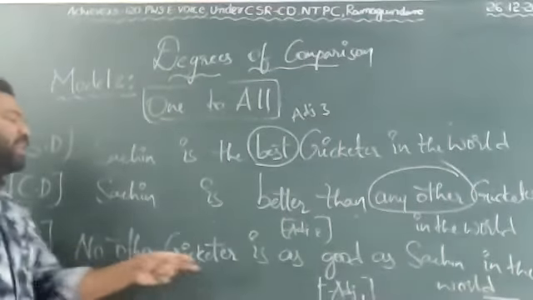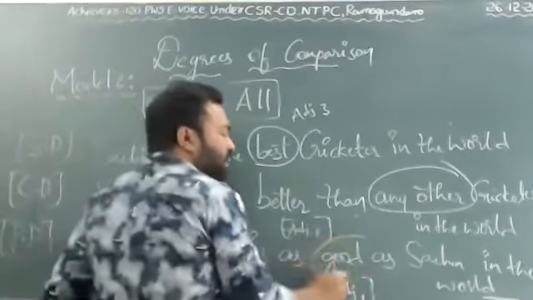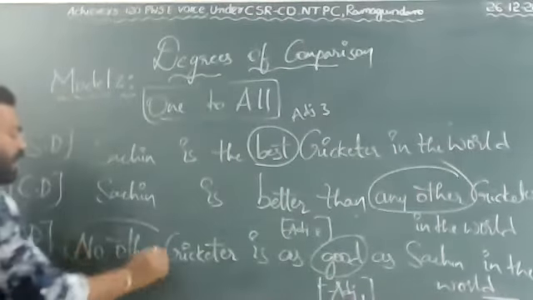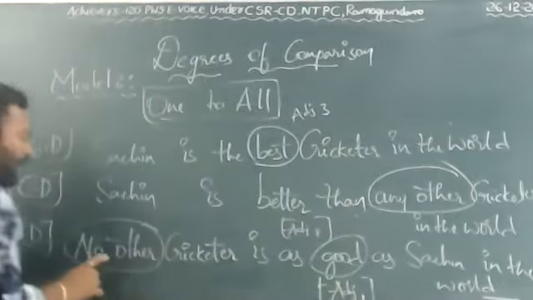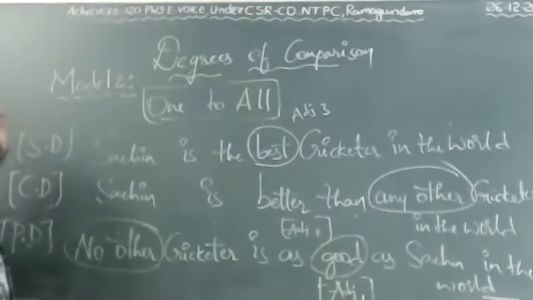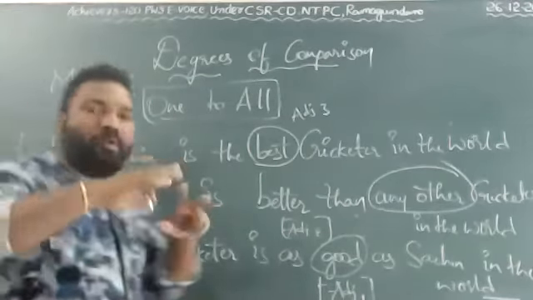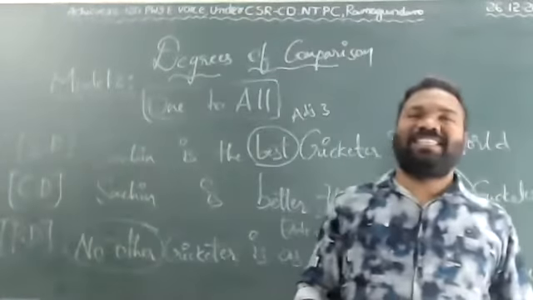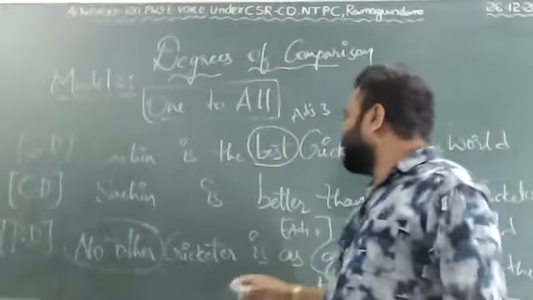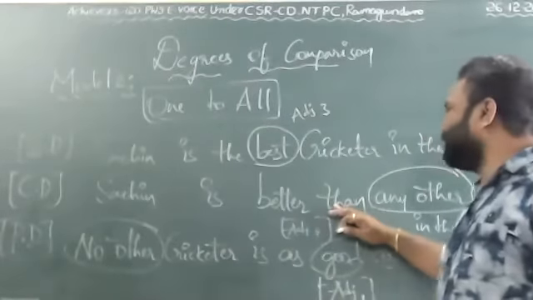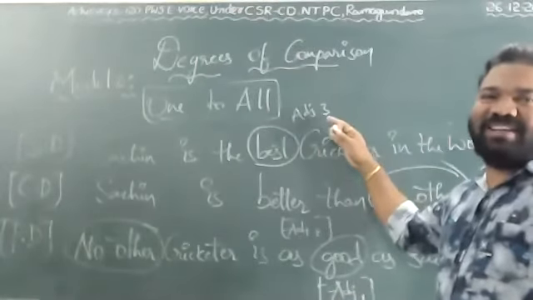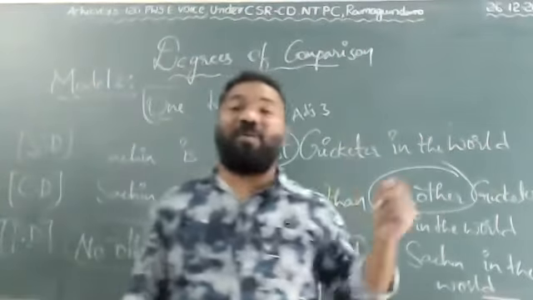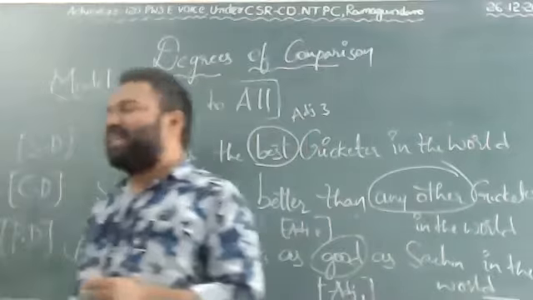No other cricketer is as good as, because adjective 1 I have to use for positive degree. So "no other" is the word that we have to use. Here in the comparative we use "any other," and in this scenario we have to use what? No other. No other cricketer is as good as Sachin in the world. So here adjective 1, this is adjective 2, and this is adjective 3. Here we have done, right? This is model 2, students. Please check once again.